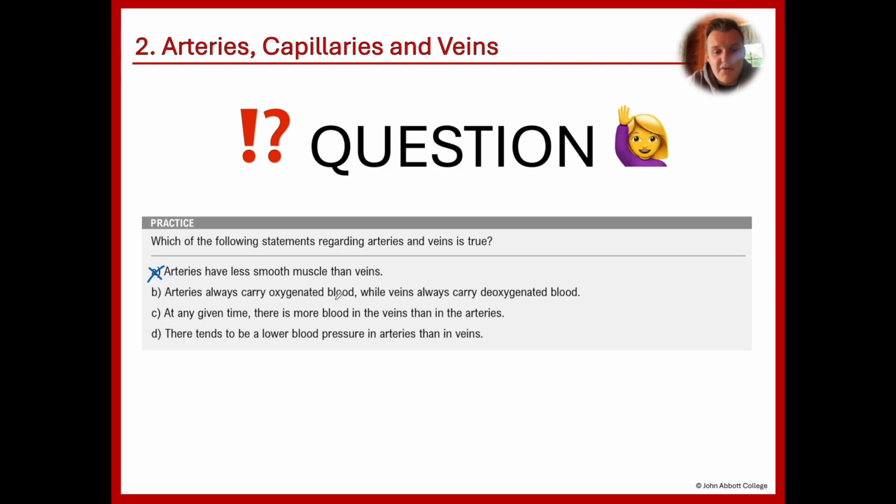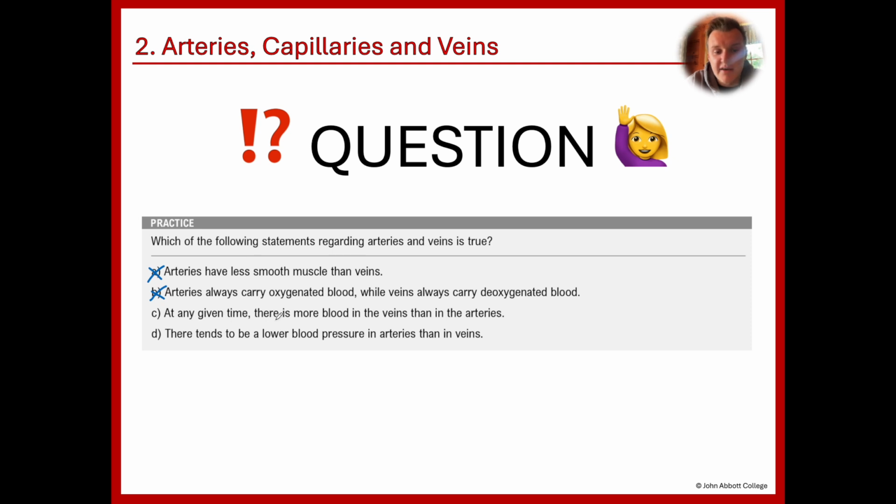Arteries always carry oxygenated blood, while veins always carry deoxygenated blood. For the systemic circuit, it's true, going to tissues, but actually in the lungs, it's not true. And we're going to see this more in detail soon, but I do want to emphasize that the thing that really defines an artery is whether it's going away from the heart or not, not whether it's oxygenated or deoxygenated, because there's an exception in the lungs.